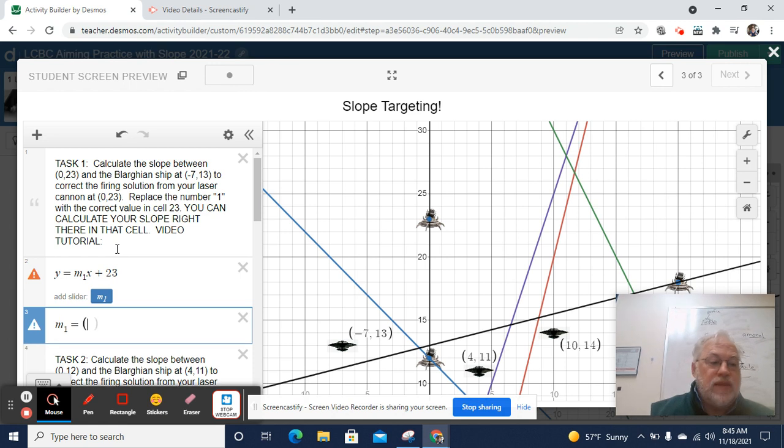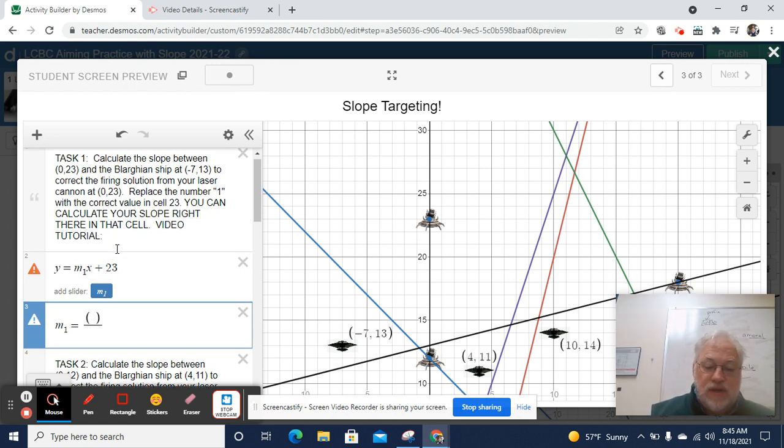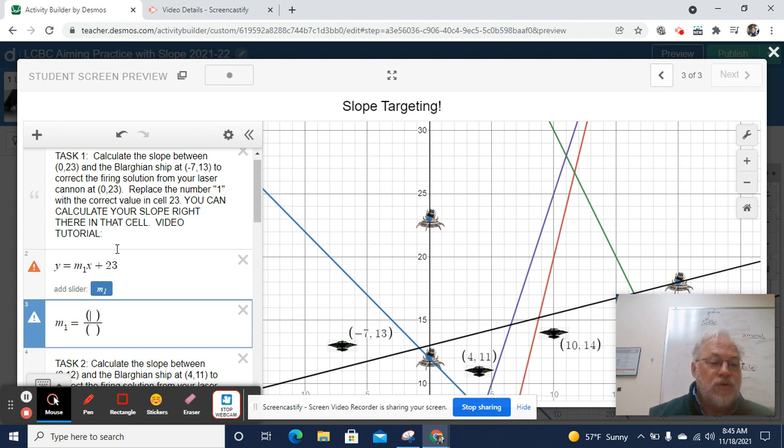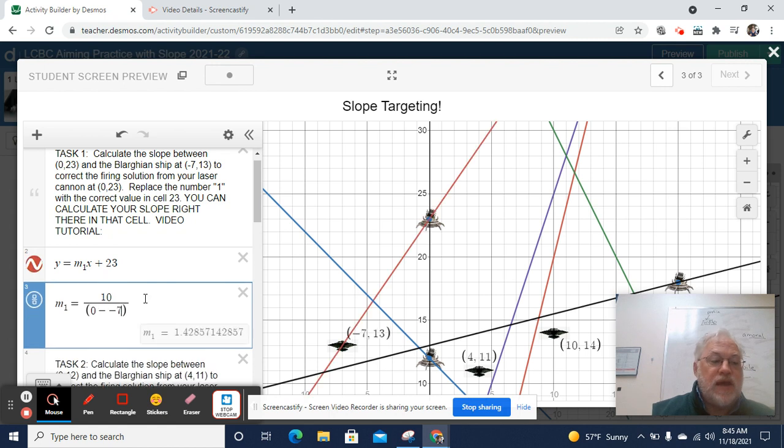So you're going to find the difference in the y values, and you're going to divide that by the difference in the x values. So in the numerator, I'm going to subtract the y values. So 23 minus 13, and 23 minus 13, I can simplify into 10. Okay. And then in my denominator, I'm going to subtract the x values. Now, since I started my subtraction with this point, 23, I have to start my other subtraction with the x value from the same point. Okay, so I'm going to say 0 minus -7, which happens to be +7.